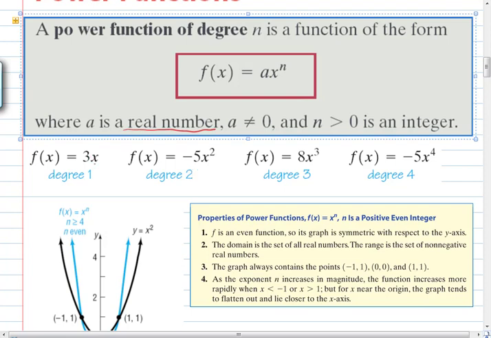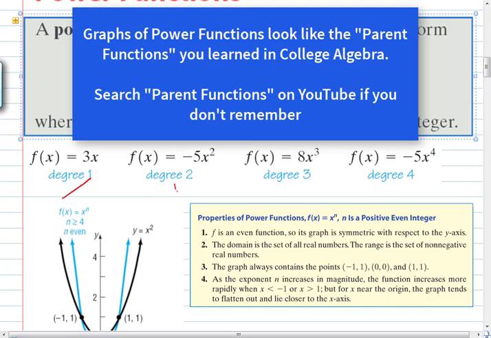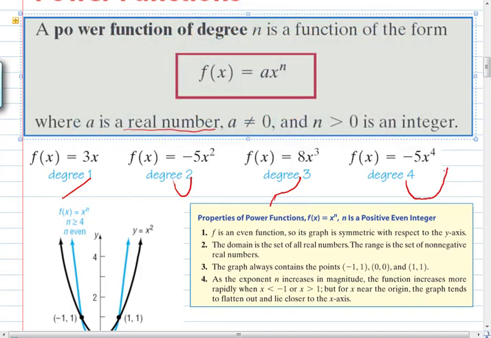This happens to be a linear function. Its graph would look like a line. Quadratics have this general shape, either opening up or down. Cubics have this general shape. X to the fourth, it's kind of like the quadratic. It just gets a little flatter and wider here for the power function.